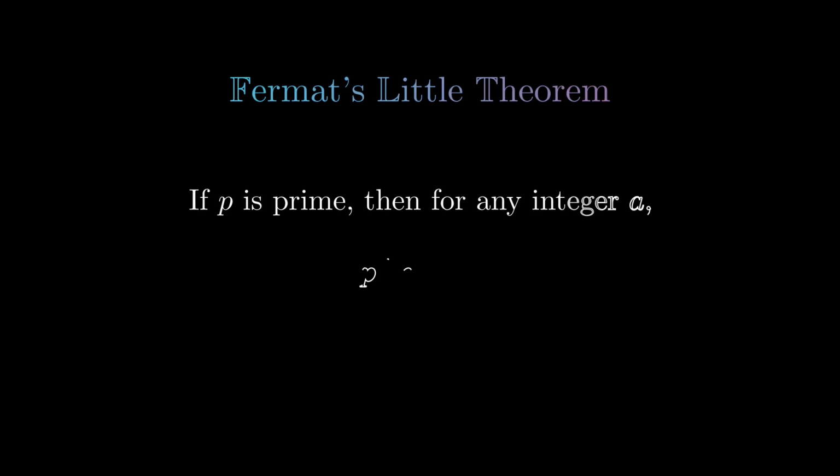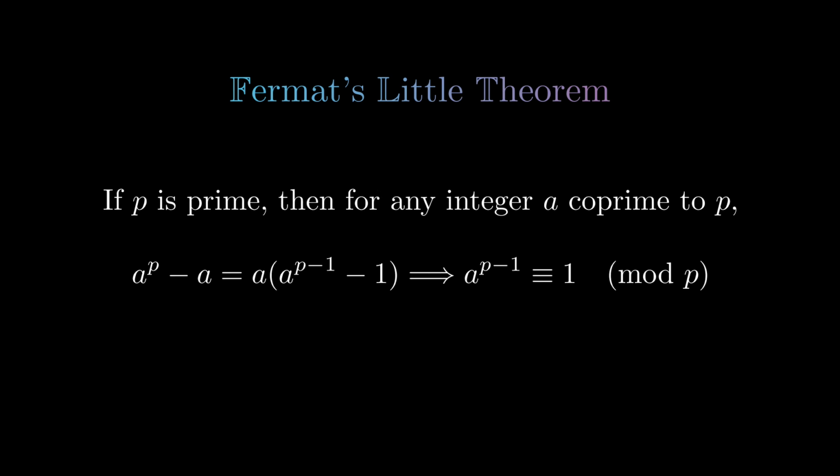Fermat's little theorem states that if p is a prime number, then for any integer a, the number a^p − a is an integer multiple of p. In the notation of modular arithmetic, this is expressed as a^p ≡ a (mod p). If we further require that a is coprime to p, or equivalently, a is not divisible by p, then we have a^(p−1) ≡ 1 (mod p).